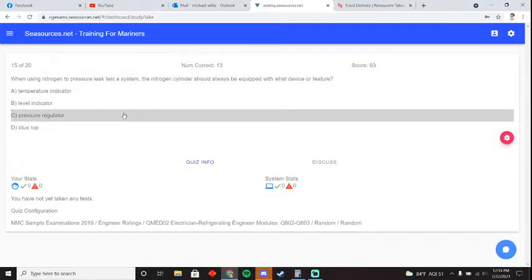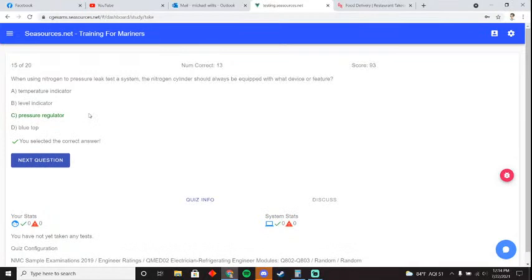So the question is, when using nitrogen to pressure leak test a system, the nitrogen cylinder should always be equipped with what device or feature? Probably a pressure regulator. I'm guessing on that because I'm not really smart when it comes to reefer engineering stuff.